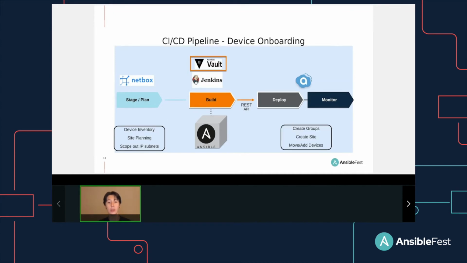Now, we also use a HashiCorp lookup plugin for Vault, and this is basically where we stored the credentials to Aruba Central that we use to make those API calls.